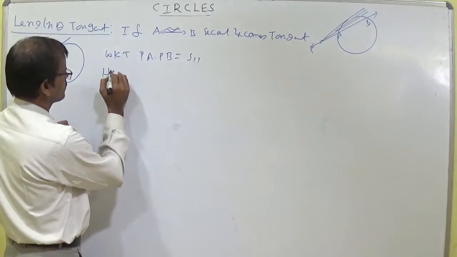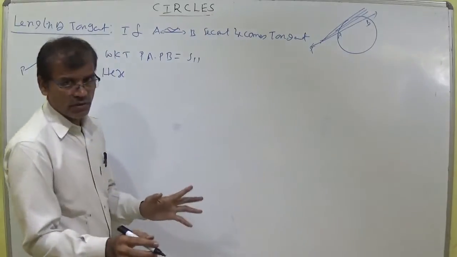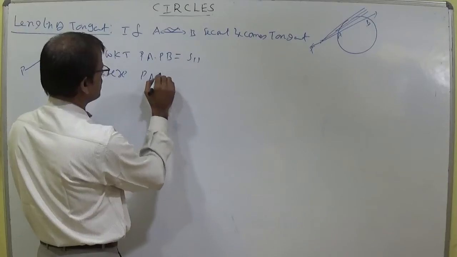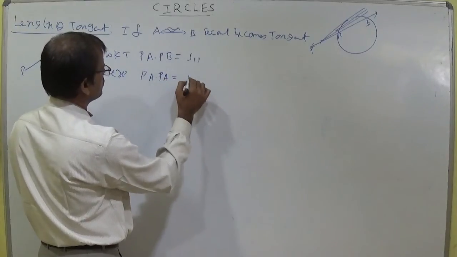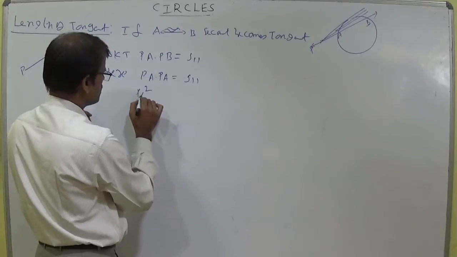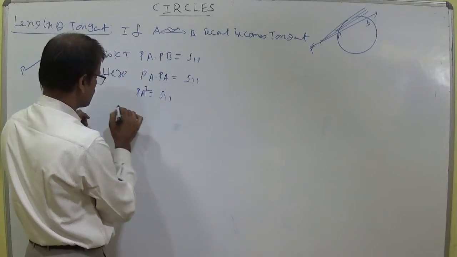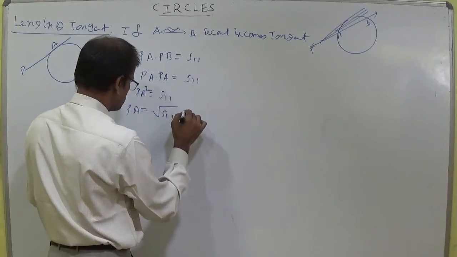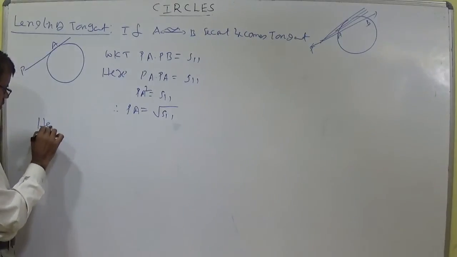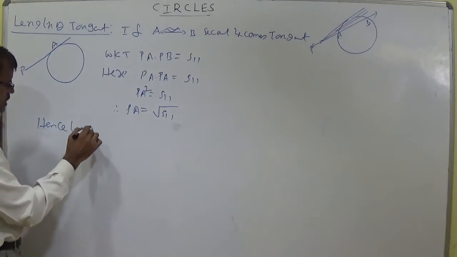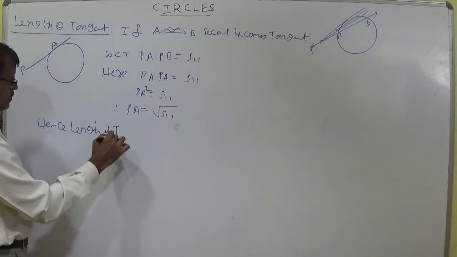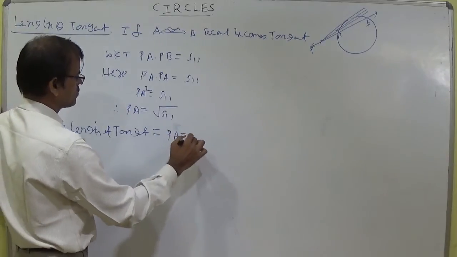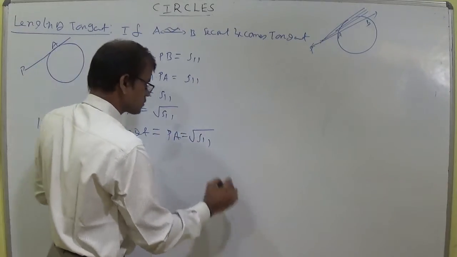Here there is no P, there is no B. So A is approaching B. So you can say here PA dot PA is equal to S11. So you can say here PA square is equal to S11. Therefore PA is equal to root S11. This is the formula. Hence length of tangent PA is equal to root S11.